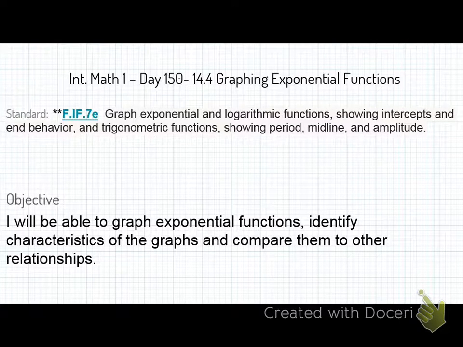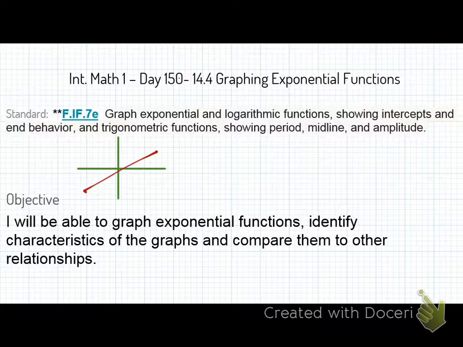So good morning, everyone. This is day 150. We're going to talk about graphing exponential functions. The first types of graphs that I taught you, and you're going to learn a bunch of graphs in math all the way through when you're done with Integrated Math 3 and beyond.